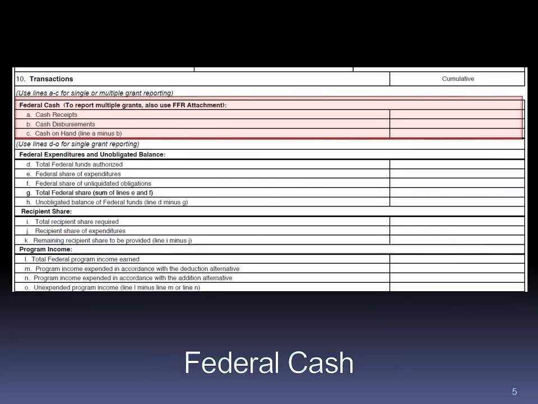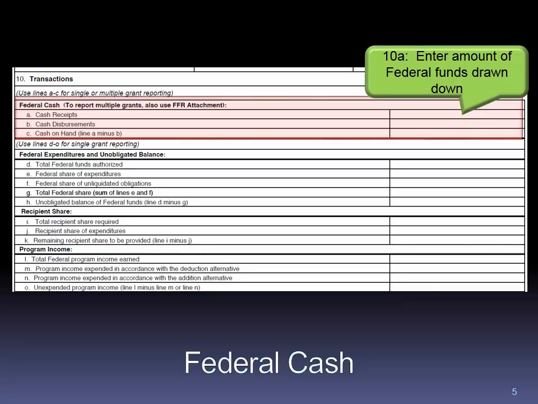Federal cash. A few reminders: you are reporting cumulatively for the budget period. By that we mean your first biannual report will be equal to the expenses for the first half year of your project. Your next report will be the cumulative total for both reporting periods. Now to fill out the form. 10A, you're going to enter the amount of federal funds drawn down, which should be equal to the drawdown amount reported on your FFR for the same period.